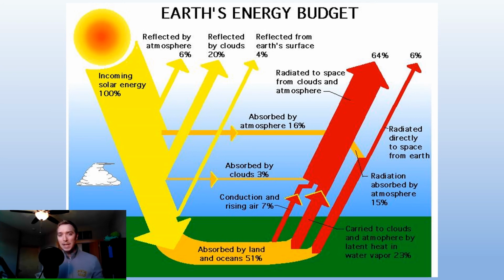So what about what's being emitted, what's being lost, in conservation of energy, energy in, energy out? About 23% is carried to clouds and the atmosphere by latent heat and water vapor. Another 15% is radiation absorbed by the atmosphere. Another 6% is radiated directly to space from the Earth. And then finally, 64% is radiated to space from clouds and from the atmosphere.